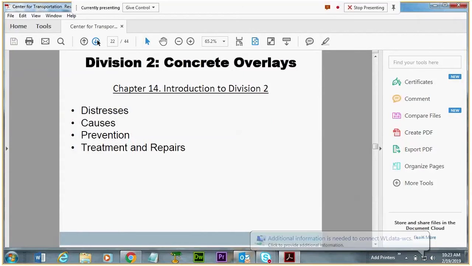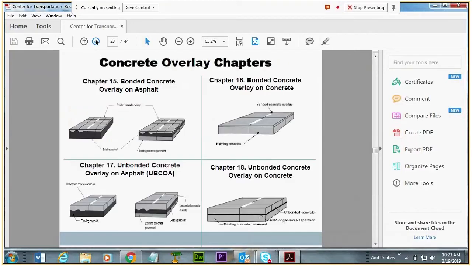So this division is division 2, and chapter 14 goes through the concrete overlays chapter on the distresses, causes, prevention, and treatment. Next slide. On chapter 15, we go through the bonded overlays on asphalt, the bonded overlays on concrete, the unbonded overlays on asphalt and composites, and the unbonded overlays on concrete. Next slide.